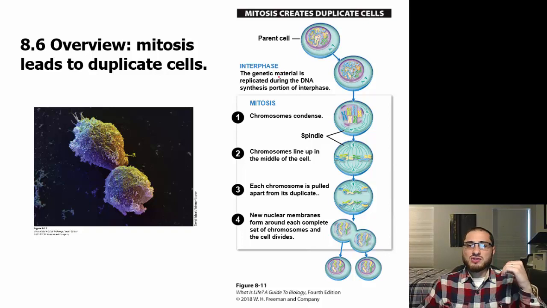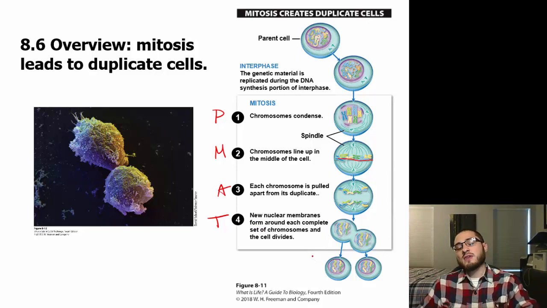So you have interphase, which is what takes place when it's not during mitosis. But after interphase, you have the mitotic phases: prophase, metaphase, anaphase, and telophase. In prophase, chromosomes condense. Once they are condensed and organized in nice little packages that look like X's, in metaphase the chromosomes line up in the center of the cell. Each chromosome is then pulled apart during anaphase. Lastly, in telophase, new nuclear membranes form around each complete set of chromosomes, and the cells finally divide and become separate during cytokinesis.